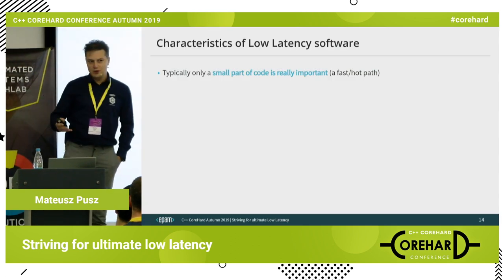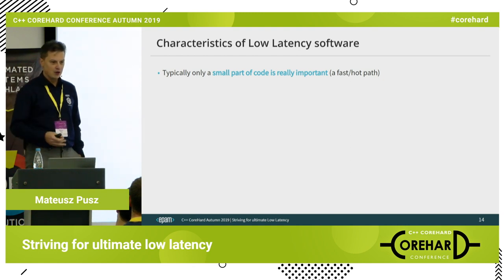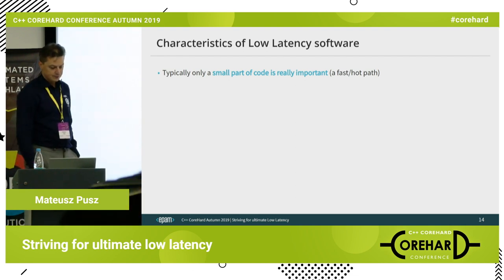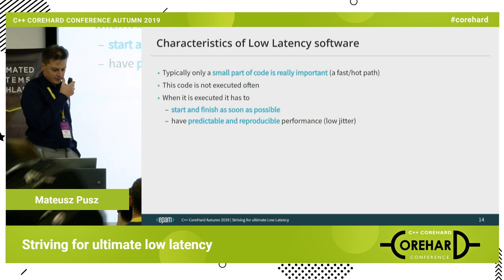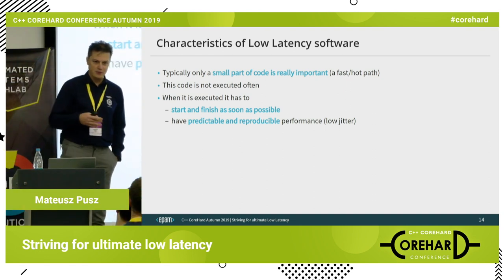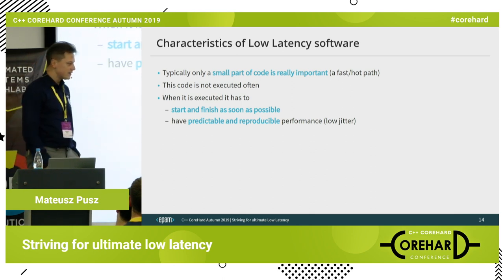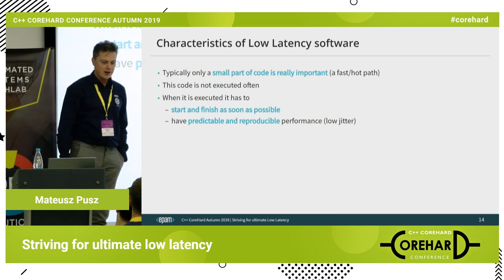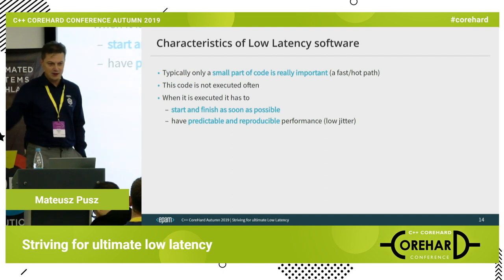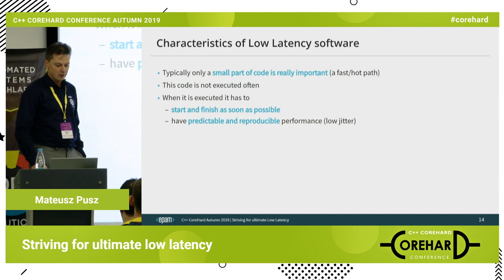Typically, only a small part of the code is really important here. Only a part of it is a fast path. All the other code is error handling and reporting and whatever. This code is not executed often. But when it's executed, it has to start as soon as possible. That's why we cannot sleep. We are doing busy spins. And it has to finish as soon as possible. So if you find something that doesn't match your ideas and your plan, you quit from this fast path, do something maybe in a different thread, on a different processor, but you come back busy spinning for another opportunity.